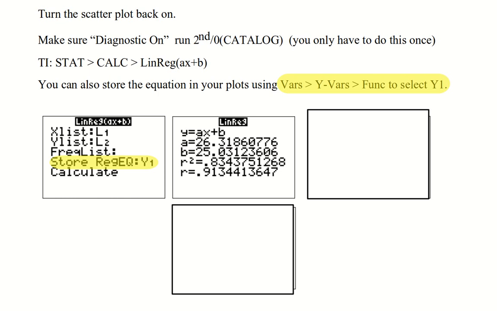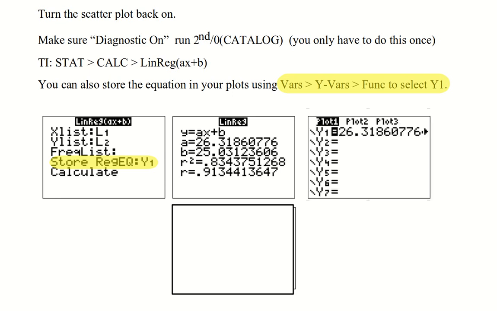We'll talk about that in sections that are coming up. Now if you go into your plots, not your stat plots, but your plots, you can see that y sub 1 has been loaded with this linear regression line. Now, what's amazing is we can now graph this.